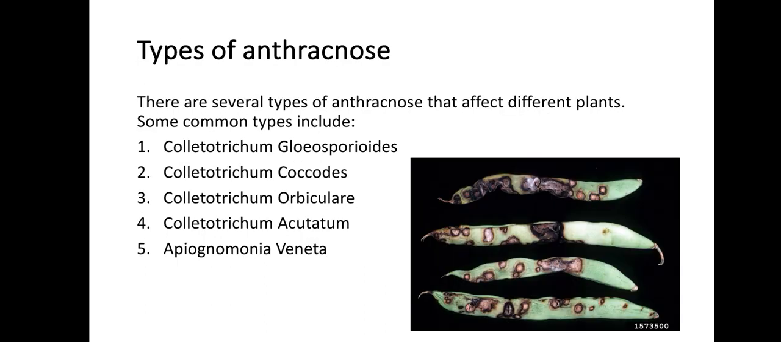Types of anthracnose. There are several types of anthracnose that affect different plants. Some common types include Colletotrichum gloeosporioides, Colletotrichum coccodes, Colletotrichum orbiculare, Colletotrichum acutatum, and Apiognomonia veneta.